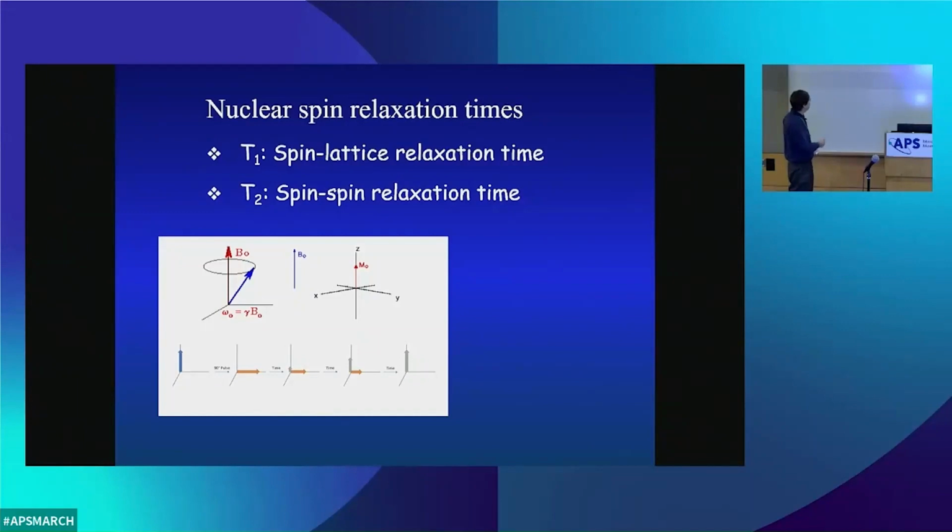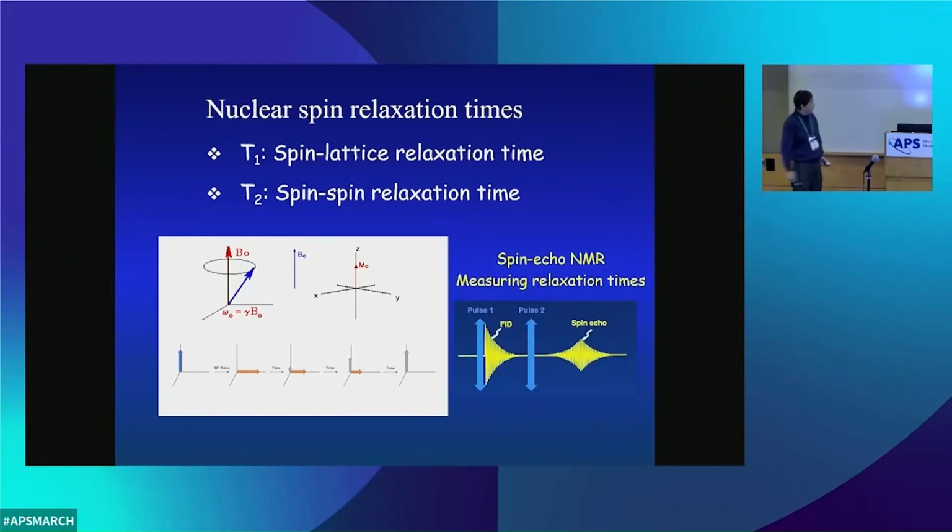If you disturb the system, how quickly you can build up this longitudinal nuclear magnetization is characterized by T1. And if you disturb the system, how quickly the transverse magnetization goes away depends on T2. From the names you can see that T1 is mainly due to the interaction between the spin system and the structure of the system, and T2 is mainly due to the spin-spin interaction.